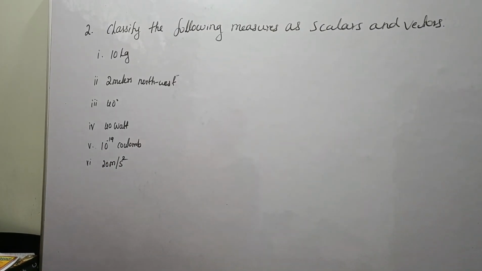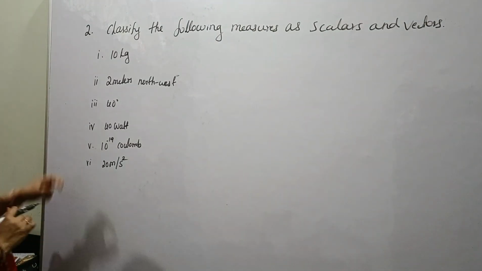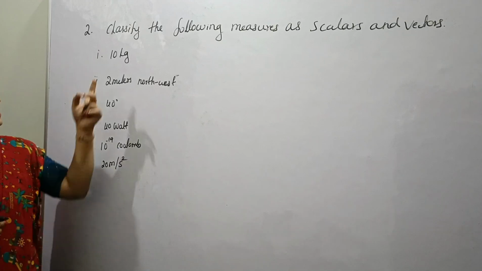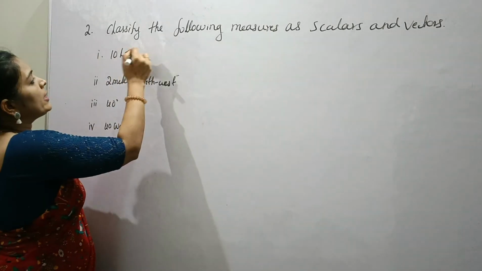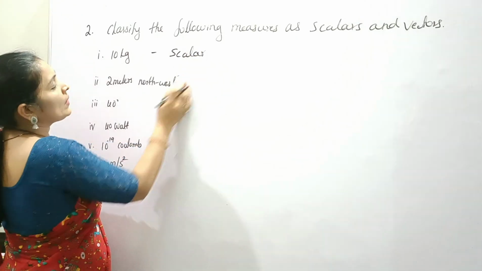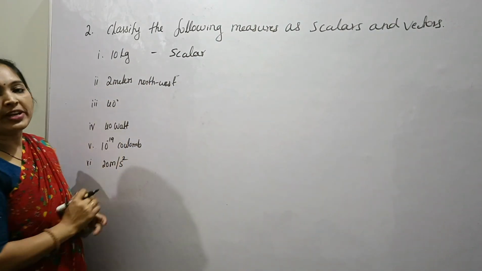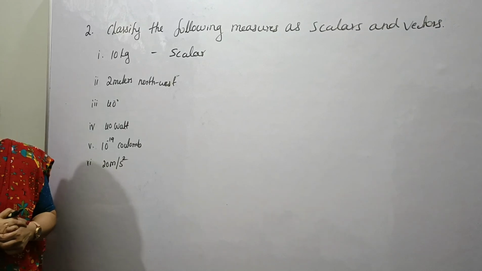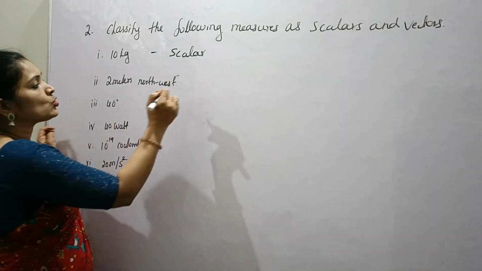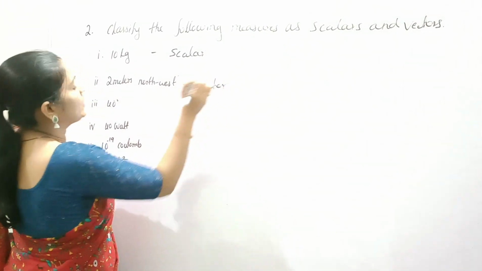Second question is to classify the following measures as scalars and vectors. Here 10 kg, that is mass, right? Here there is no direction, therefore it is scalar. This one, 2 meters northwest, that is displacement, right? Here direction is mentioned, so it is displacement, therefore it is vector.